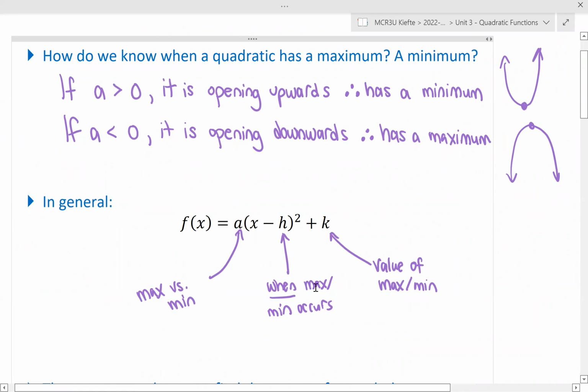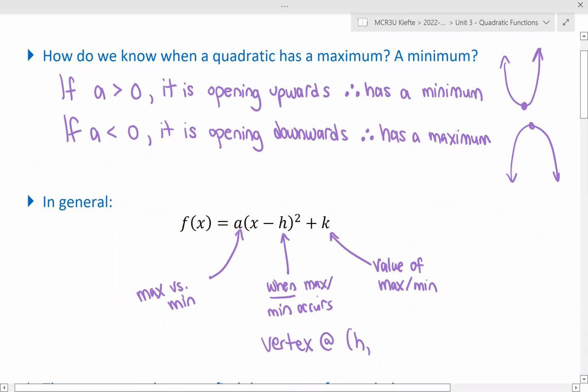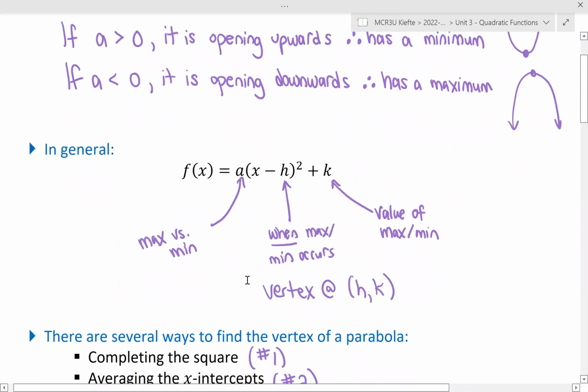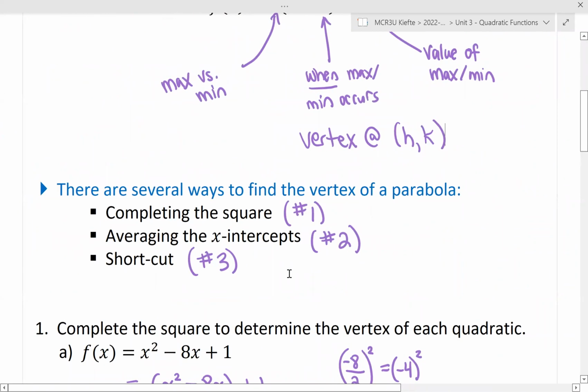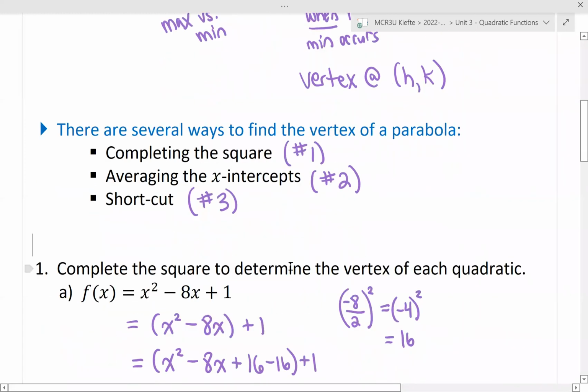The H value tells us when the max or min occurs. And the K value tells us the value of the max or min. And just remember that the vertex is at (H, K). Finding the vertex, there are a few ways. We'll do way number 1 in question 1, and then question 2 will be method 2, and the elusive shortcut will be in question number 3.